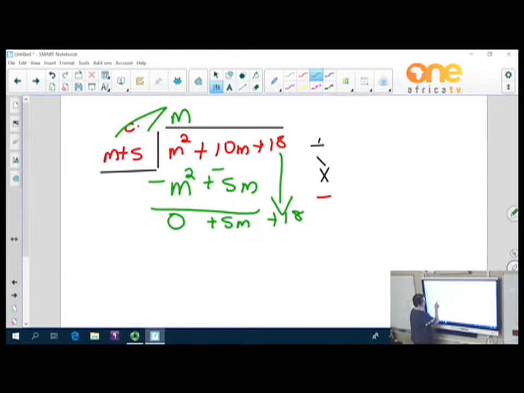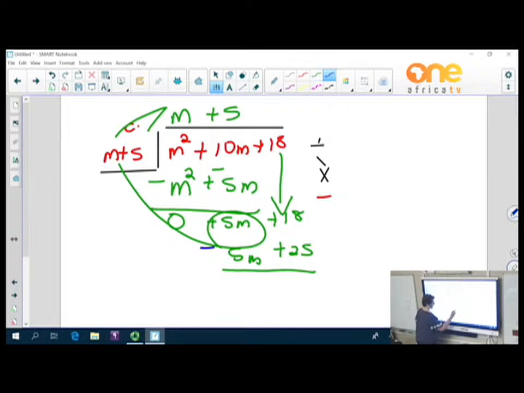How many times will m divide into this one? There, positive 5 times. I multiply, so then you have 5m plus 25. Subtract, change the second signs and add. That one eliminates. Plus 18 minus 25 is a negative 7. So I have a remainder of negative 7.